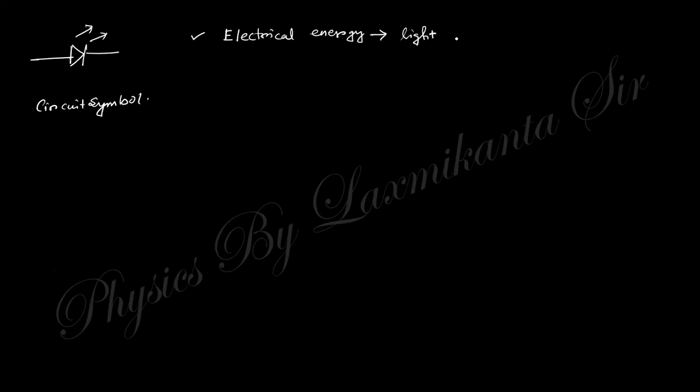In the circuit symbol, we apply this voltage and it emits light. So this is the circuit symbol. Here you can see the electrical energy is converted into light energy. This is the light emitting diode.